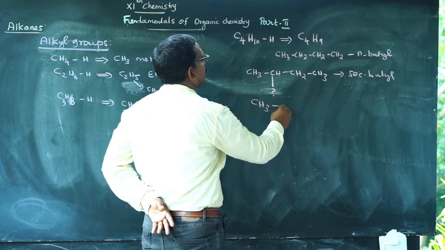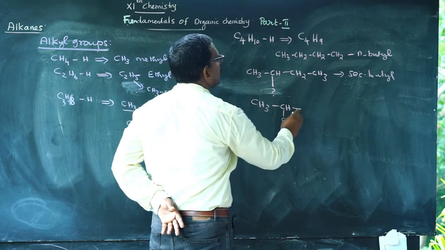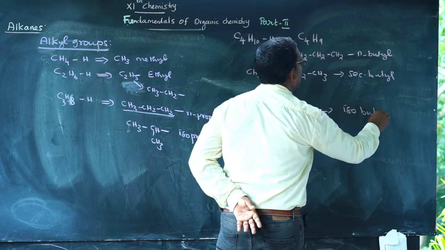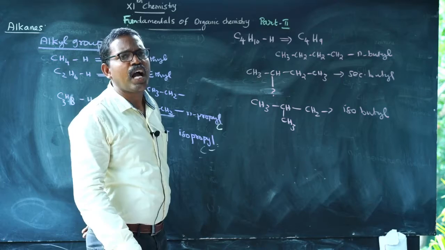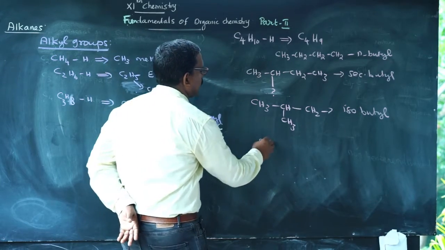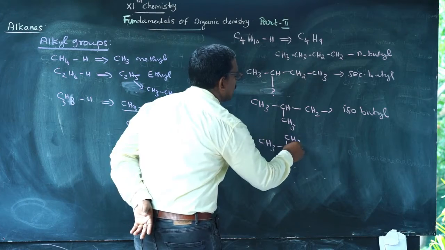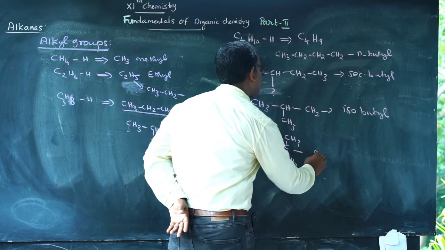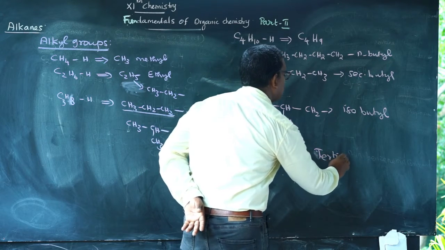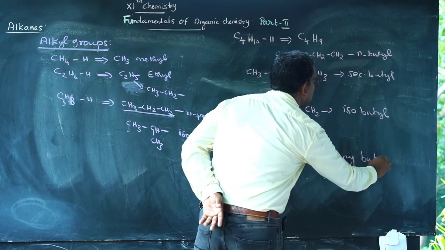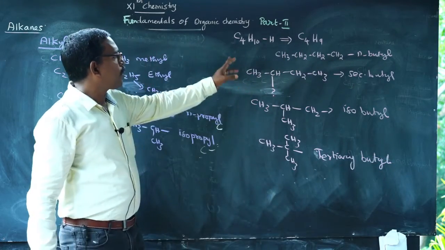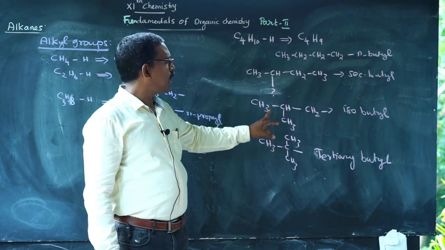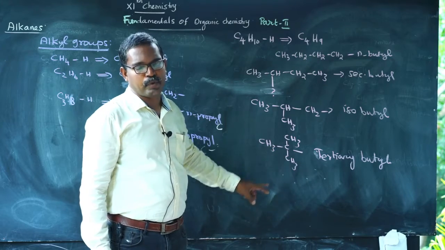From the secondary carbon, when we substitute one of the alkyl groups, this is called isobutyl. And the compound with CH3, CH3, CH3 is called tertiary butyl. So, for carbon number 4, 4 alkyl groups are possible: n-butyl, secondary butyl, isobutyl and tertiary butyl.